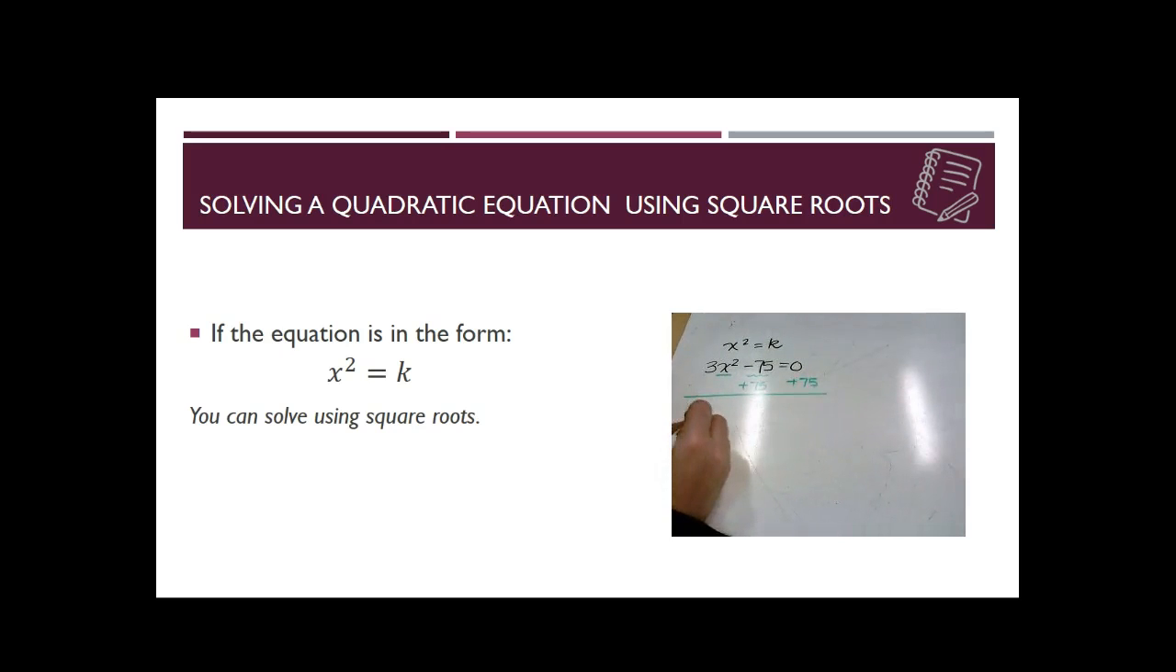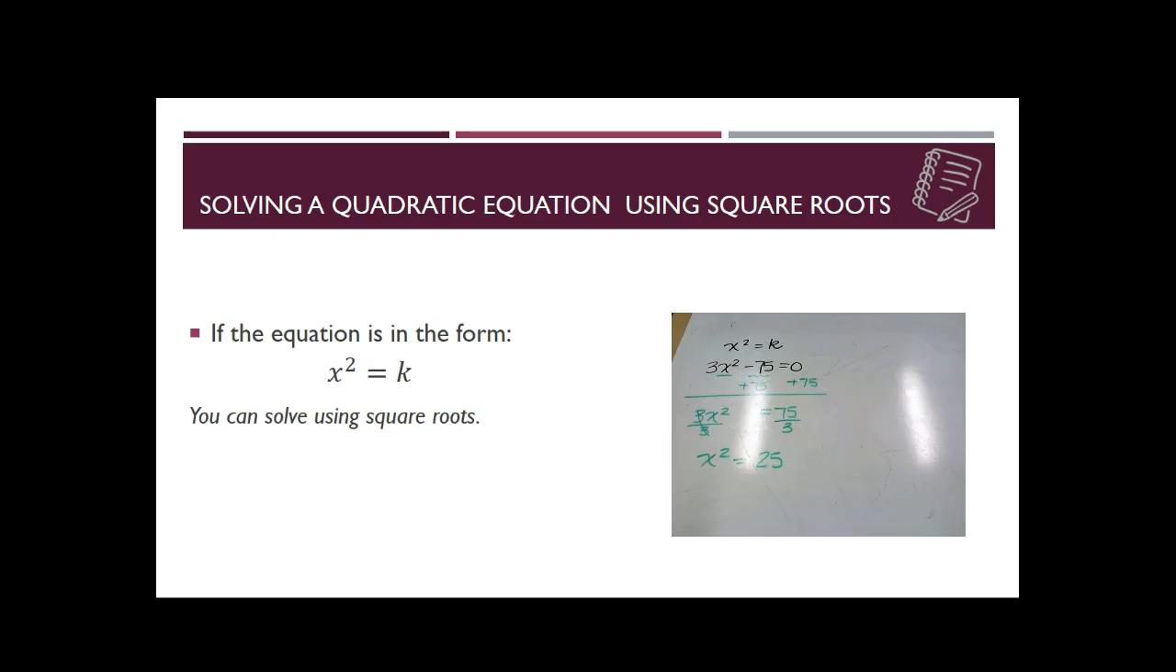So that gives me now 3x squared. My 75s are going to cancel out to 0, and it's going to be equal to 0 plus 75, which is just 75. Next on the list, I need to get the x squared by itself, so I'm going to use inverse operations and divide by 3. Brother and sister rule says whatever I do to one side, I have to do to the other, and I'm left now with x squared equals 75 divided by 3, which is 25.